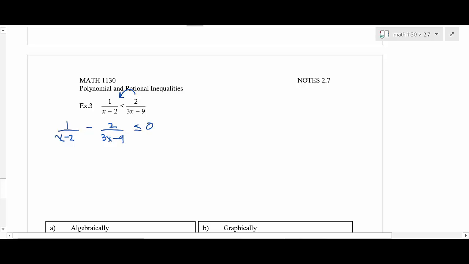Now you're going to put that together. You have to get a common denominator and put that together before you even make a sign chart. The idea is you always want to have just one fraction put together. We did this kind of way back at the beginning of the semester.